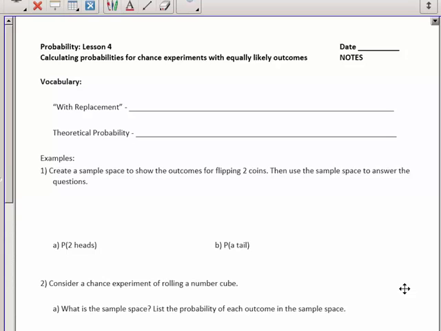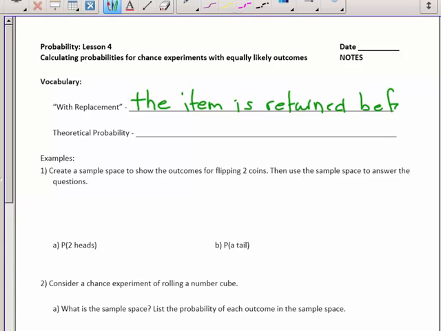All right, ladies and gentlemen, so today we're going to be working on actually calculating some probabilities. And we have some new vocabulary that you're going to see. One of those is something called with replacement. With replacement means that if I take something out, it's going to be put back before I pick again. So the item is returned before a second pick.